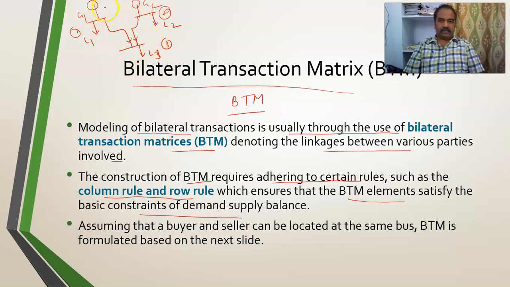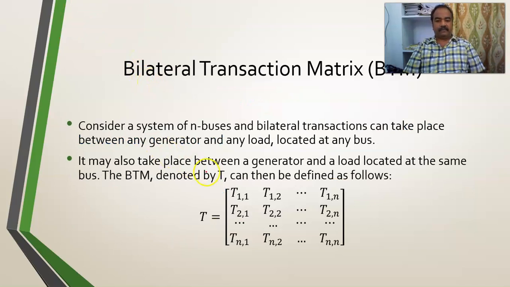Here, at bus number 1, both the generator and the buyer are located at the same place. Here also the generator and the buyer are located at the same place. But here there are no generators, only buyers. So how is the BTM formulated in such a case? The BTM, which we call the bilateral transaction matrix, let us consider a system of n buses. The order of the bilateral transaction matrix is n by n, where n indicates the number of buses in the power system.